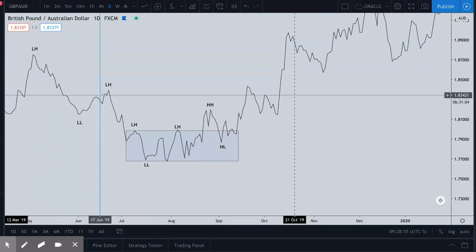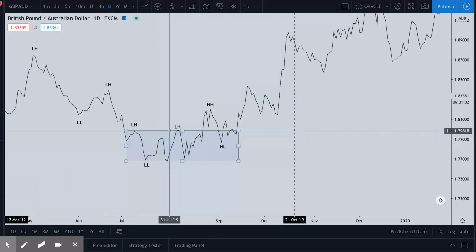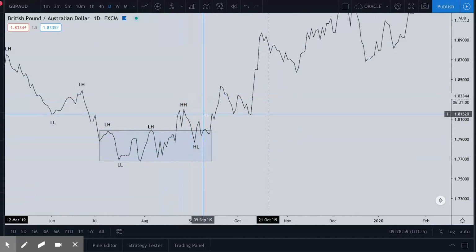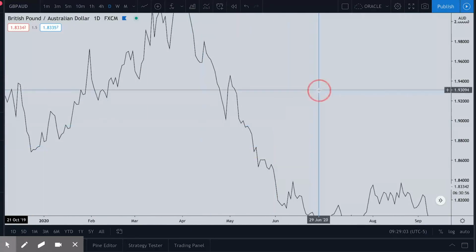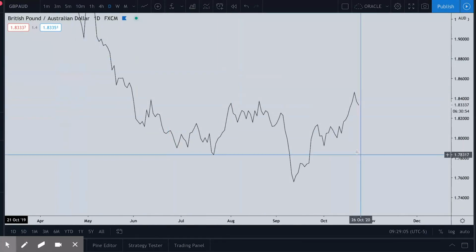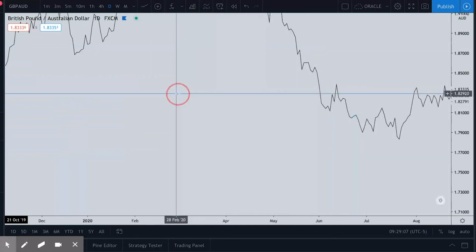And you'll see that we are able to easily identify the higher highs and higher lows in the market by doing this. And when you can do that, you can then actually have a go for yourself at identifying uptrends, downtrends, and trend reversal areas.